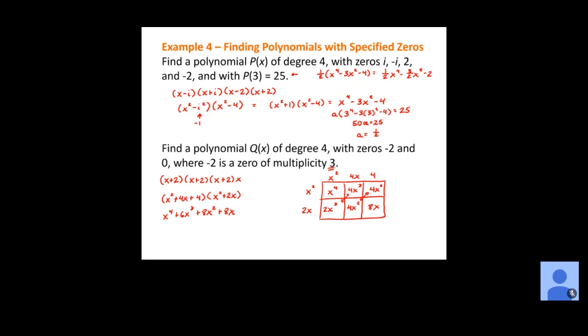Now this time we didn't have any additional criteria like the P of 3 equals 25 from the other problem. So this right here is our Q of x polynomial now. So again, just keep in mind, if they're giving you a multiplicity of something, that means that you need to count that factor that many times. So just make sure you actually list it out that many times. Now we actually multiply everything out. And remember, we should have had a degree of 4 in the end, right? So if you don't get a degree of 4, then you know you did something wrong. In this case, we have an x to the fourth power as the degree of that polynomial.